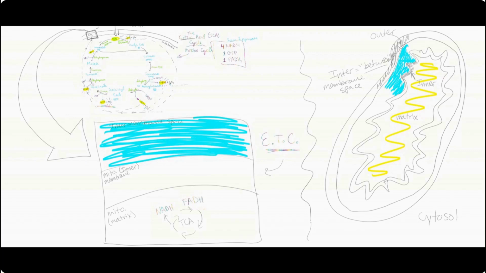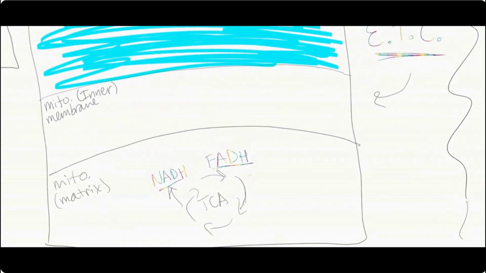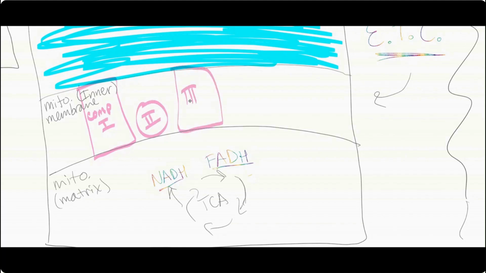And now it's time to see how these guys that are each carrying electrons with them are then going to donate their electrons to the electron transport chain in the effort to produce energy. Along the electron transport chain, we have several complexes: complex number 1, complex number 2, complex number 3. We have a couple of helper guys as well. And then we have complex number 4.